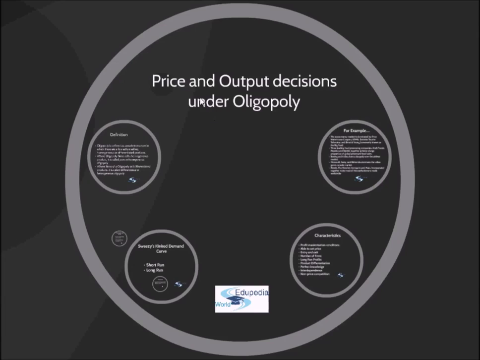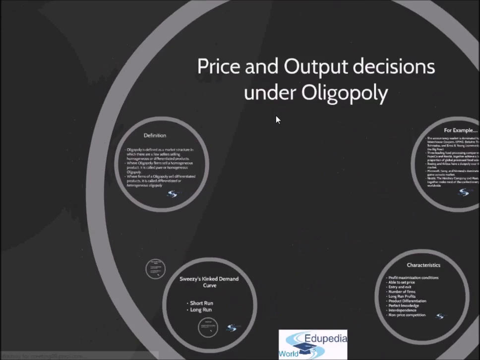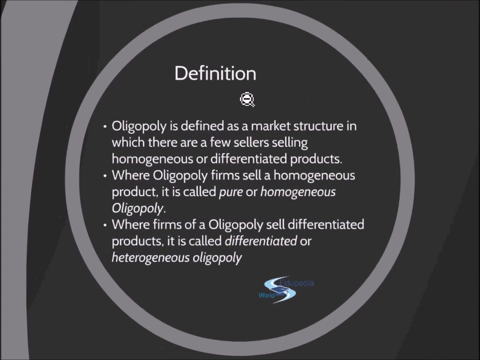In this session, we'll be discussing a fourth type of market structure, that is oligopoly. As compared to other types of market structures, that is perfect competition, monopoly and monopolistic competition, oligopoly is a bit complex in nature. Now, let's see why. Let's first look at how we define oligopoly.